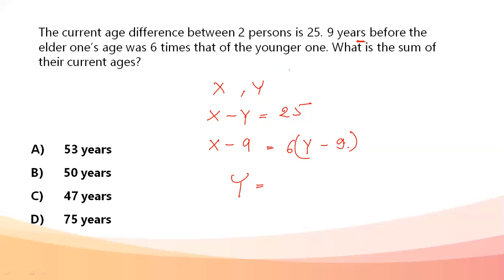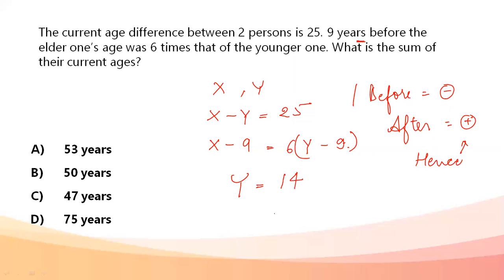Whenever it is given to you, before has to be subtraction and after has to be addition. So if someone says 9 years before or 9 years in the past, you have to subtract, and if they tell you 9 years after or 9 years hence, it has to always be addition. So y from here comes out to be 14 years, and when you solve it accordingly, x comes out to be 39 years. So what is the sum of their current ages? The current ages come out to be 14 plus 39.